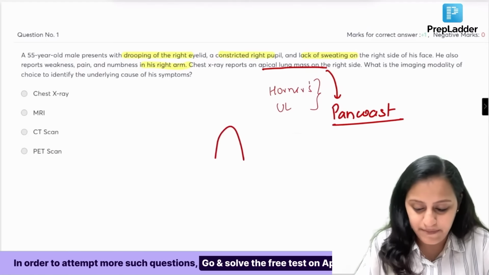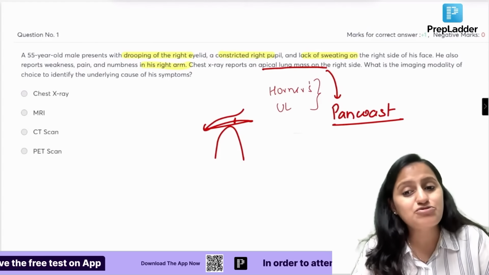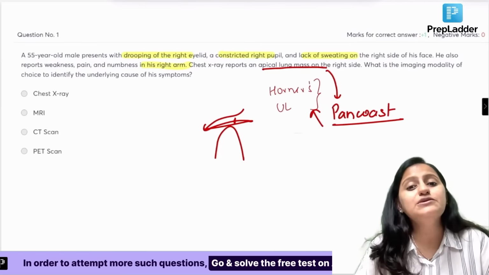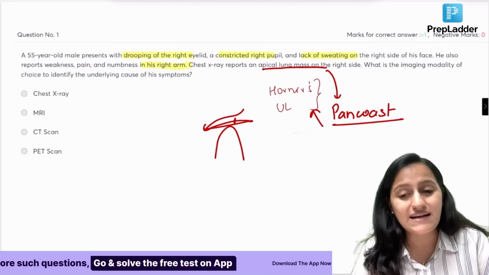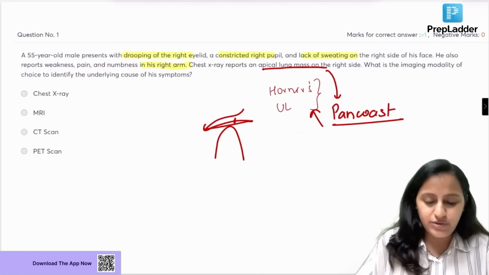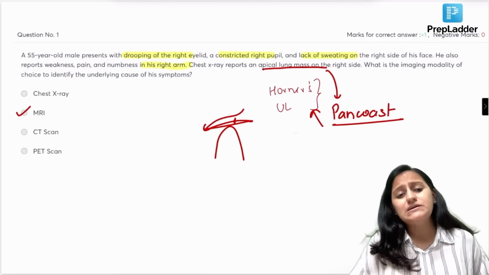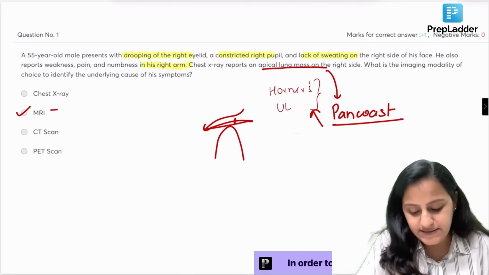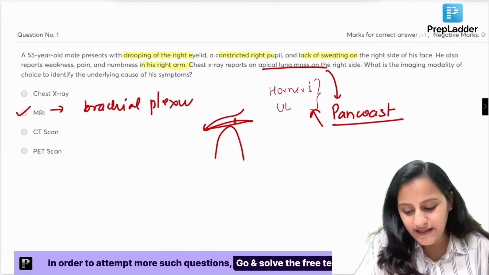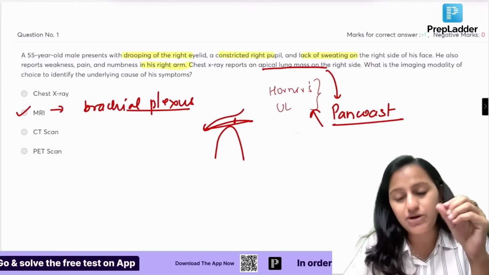If this is the lung apex, right, close to the lung apex, we have the brachial plexus and the sympathetic trunk, and the invasion of those is leading to these symptoms in Pancoast syndrome, the classical one, right? So what is the imaging modality of choice for Pancoast? It's going to be MRI, because particularly we have to look at the brachial plexus invasion as well, and that is best seen on MRI. The soft tissues, the nerves are best seen on MRI.